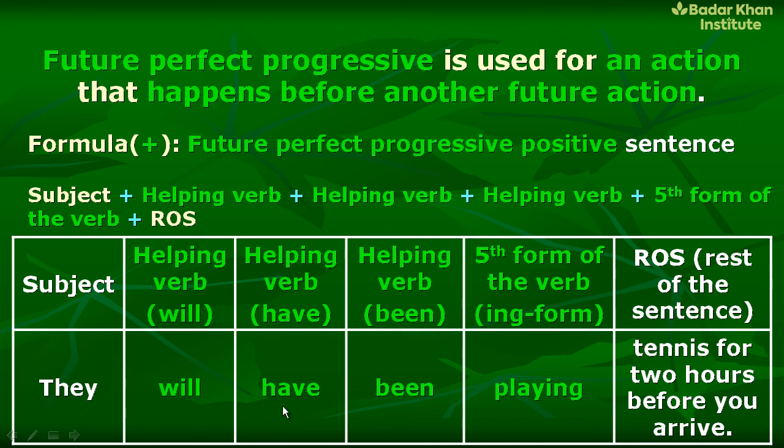Example: they will have been playing tennis for 2 hours before you arrive. They is subject, will is helping verb, have is helping verb, been is helping verb, playing is ing form of the verb, and this is rest of the sentence.